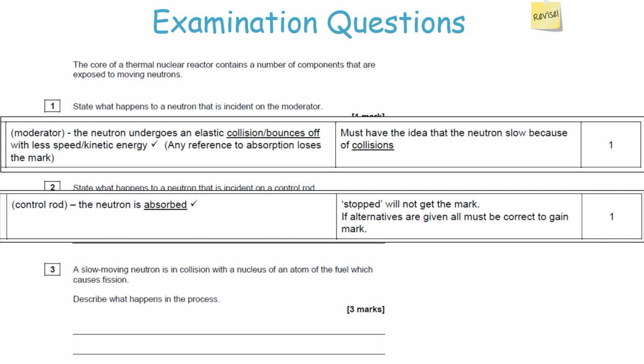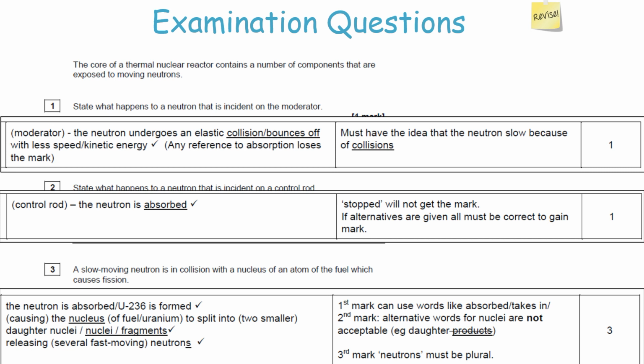Now, what happens when it collides with uranium-235? So the neutron is absorbed by uranium-235, so uranium-236 is formed. So therefore this nucleus, not atom, but this nucleus, it's important to always state it's the nucleus that absorbs the neutron, not the atom, is then split into two smaller nuclei, which we'll call daughter nuclei, and will release several fast-moving neutrons. Remember, there's always more than one neutron.